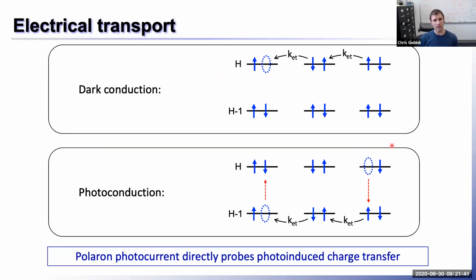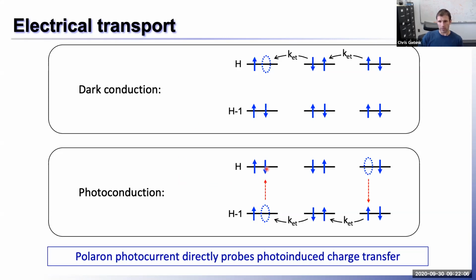So we looked at this and thought that there was a good reason why charged polaritons might be useful, because if we just look at the current that we measure in a thin film, it's essentially the product of a bunch of electron transfer reactions. So in the dark, for example, if we've got a hole and it's moving to the right, that's just the product of a bunch of electron transfer reactions in the HOMO to the left.